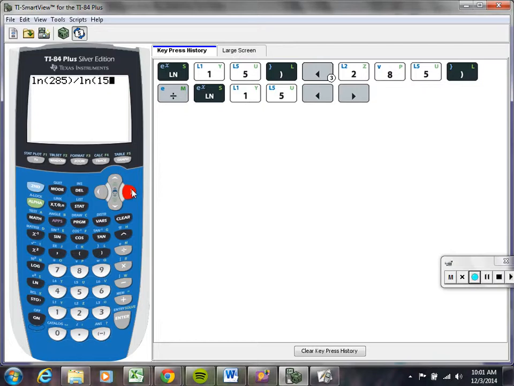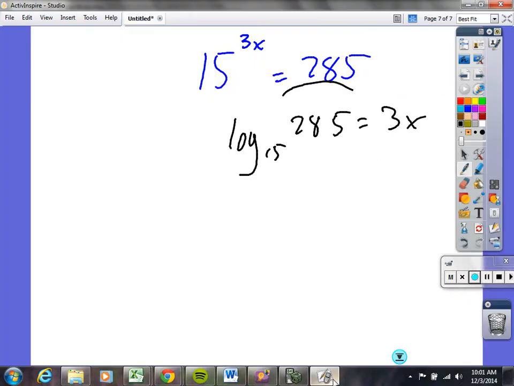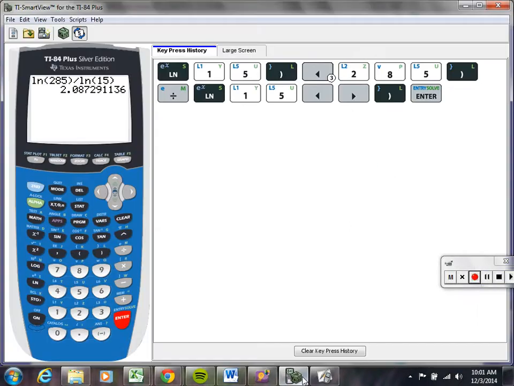Did everybody get 2.08? Same idea, right? Now, I'm going to keep that answer on my calculator, equals 3x. So now what do we do? We come back here and we divide it by 3. 0.6957. Make sense? You're going to have decimals as part of your answer today.